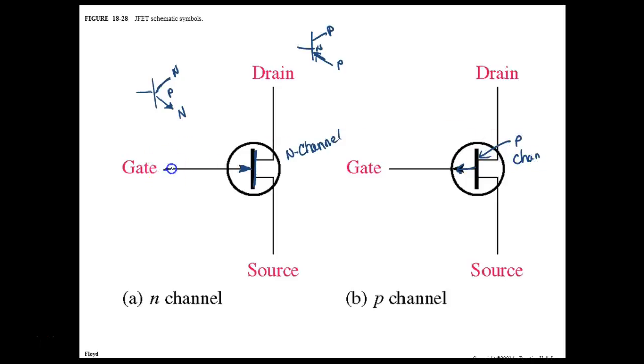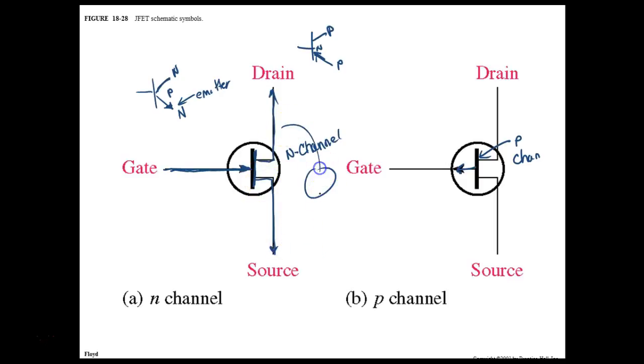Now these are our symbols, so the gate is the one that's actually connected to the arrow. This is a lot different. On a bipolar transistor, the arrow was the emitter. Well, in a JFET, the arrow is the gate. So that's a big difference that we need to learn. And then normally we'll put the drain up, but that's not exactly right. And the other lead would be the source.